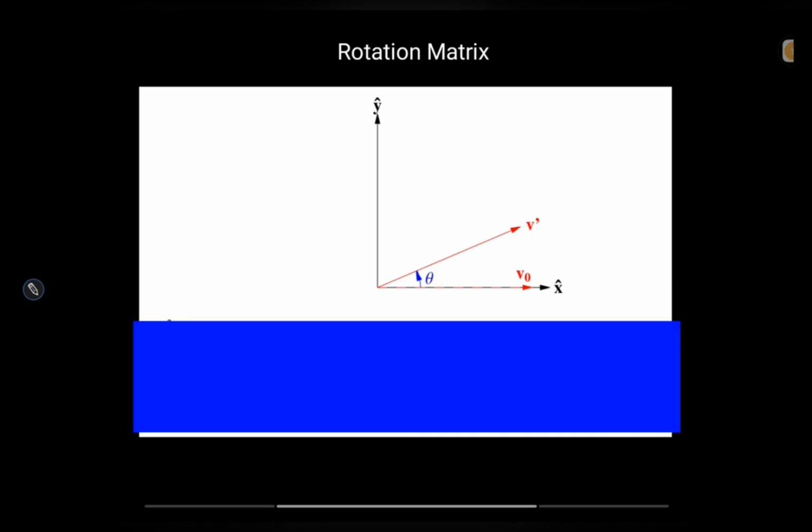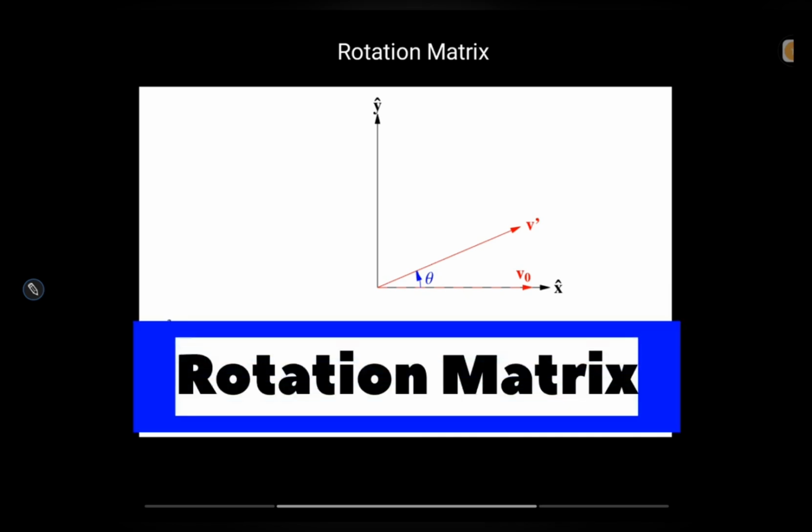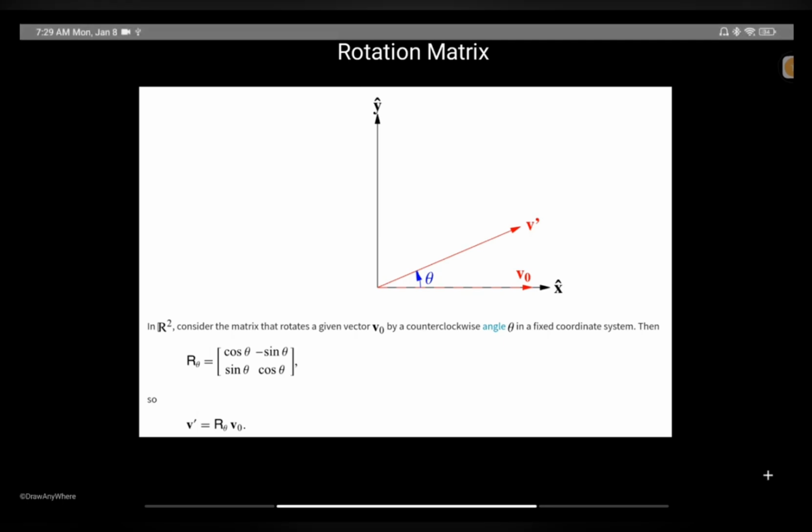So before that, let's talk about what a rotation matrix is. If we have this vector v0 and we want to rotate it to v dash, we need to rotate it by an angle theta. R theta is nothing but a rotation matrix: cos theta, minus sin theta, then sin theta and cos theta. We multiply this rotation matrix with v0, and we get a new vector which is rotated by an angle of theta in this two-dimensional space.